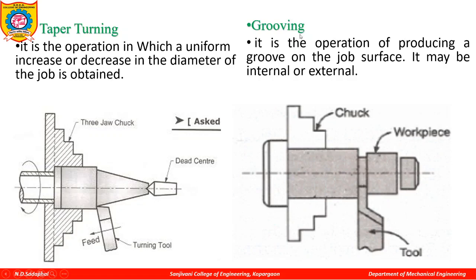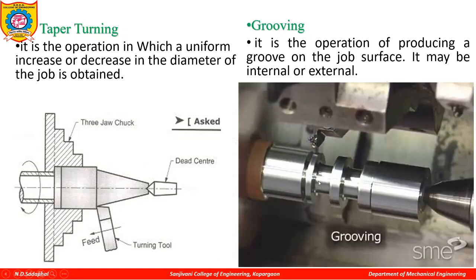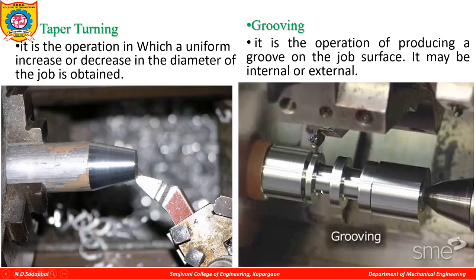Then grooving operation. When you want to produce a narrow slot inside the workpiece, then this grooving operation is used to produce a groove on cylindrical surface of a job. Then it is called as a grooving operation. Likewise, these are the groove, narrow slots, and this is a taper.